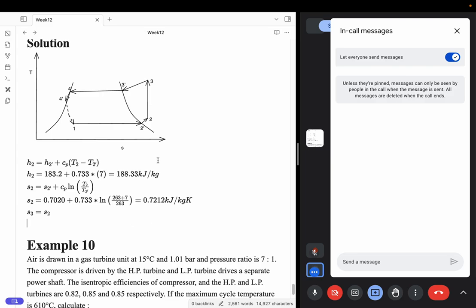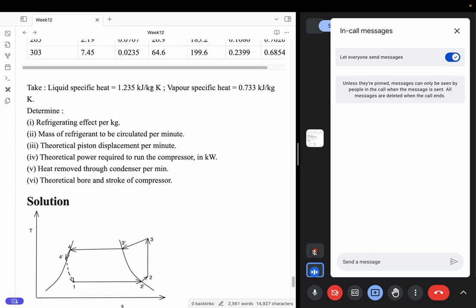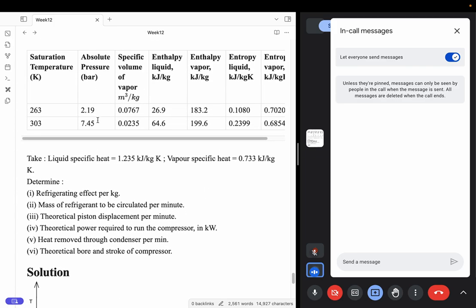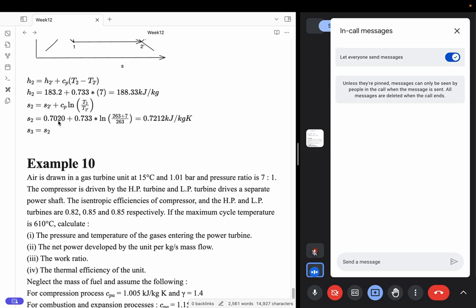Why would I require the temperature? All I need to determine is the enthalpy here. I know the pressure of this one, and it will be 7.45 bar. So you can directly look up the table for 7.45 bar and an entropy of 0.7212. Look up the superheated tables to find the enthalpy.